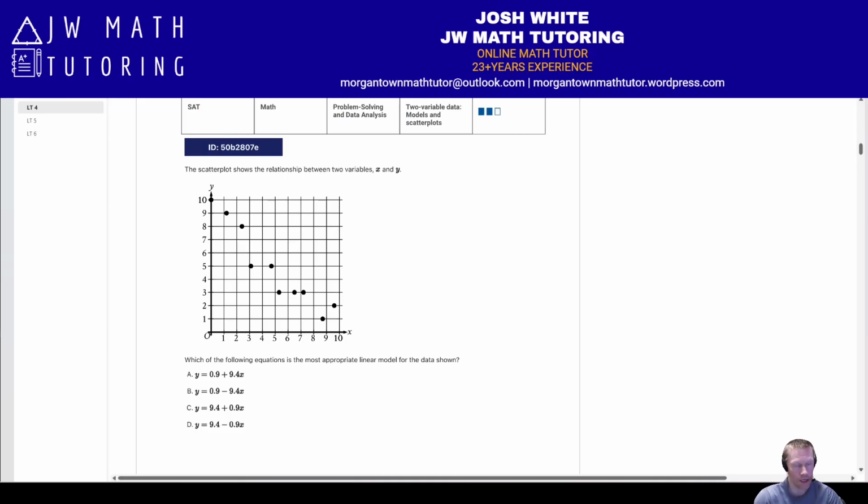Next up, question number 10. We have a scatter plot. We have a bunch of points on it. And we want to know which of these would be basically the equation for the best fit line. That's what this appropriate linear model says.